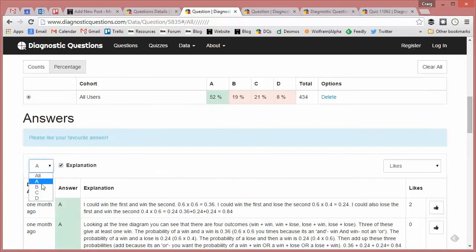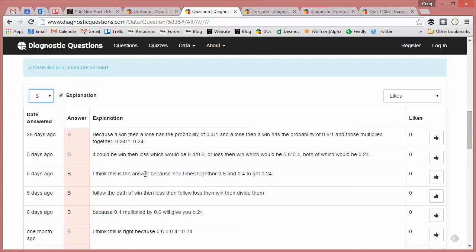Well, let's have a look. Let's flick this to B and see what they're saying. And indeed, it seems to be that they are, but there's a bit more than that. So this student here says, "I think this is the answer. You do 0.6 times 0.4 to get 0.24." So I think that student there has the misconception that they think winning at least one game is the same as just winning one game. And there's only one way to do that.